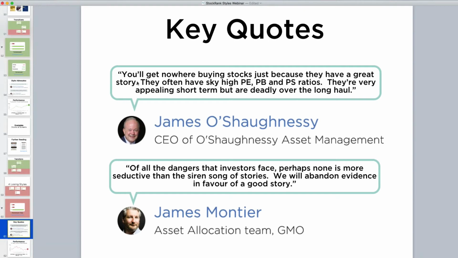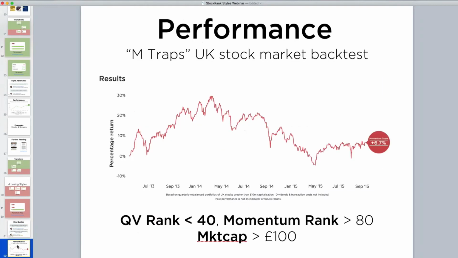Just some key quotes here from James O'Shaughnessy, but James Montier, one of my favorite writers. He's not writing so much anymore, but he wrote some great books. The Little Book of Behavioral Investing is one of my favorite books. Of all the dangers that investors face, perhaps none is more seductive than the siren song of stories. We will abandon evidence in favor of a good story. And momentum traps are the classic kind of profile of shares that have a great story and real momentum behind them, because a lot of people believe.